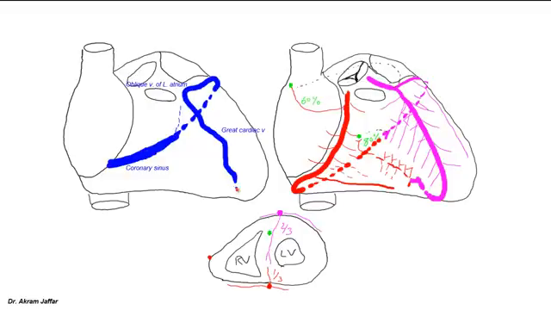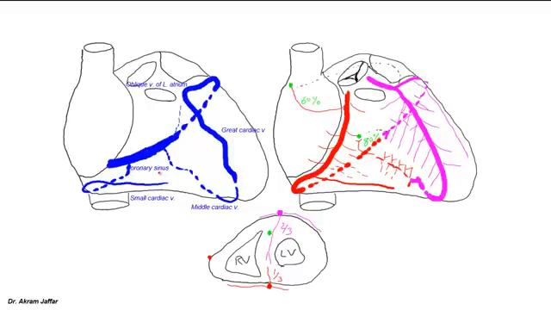There is another vein that runs on the inferior surface of the heart and accompanies the posterior interventricular artery. This is called the middle cardiac vein. Another vein runs parallel to the inferior border of the heart and accompanies the right marginal artery, and this is called the small cardiac vein, also drains into the coronary sinus. So the coronary sinus drains most of the blood of the myocardium.